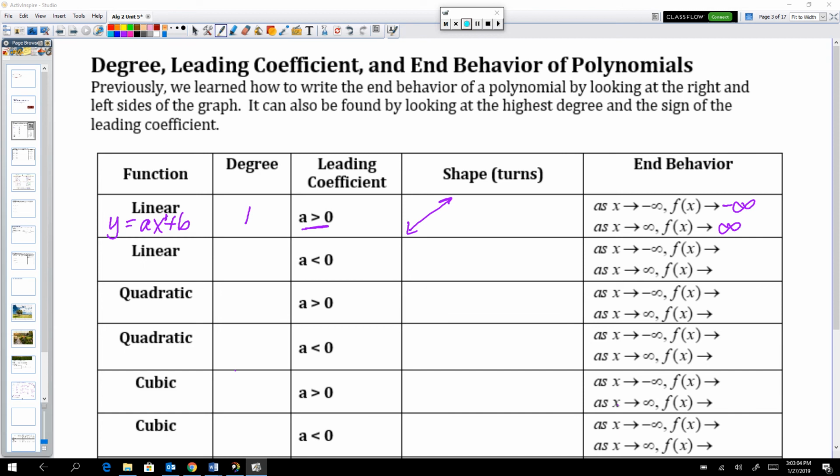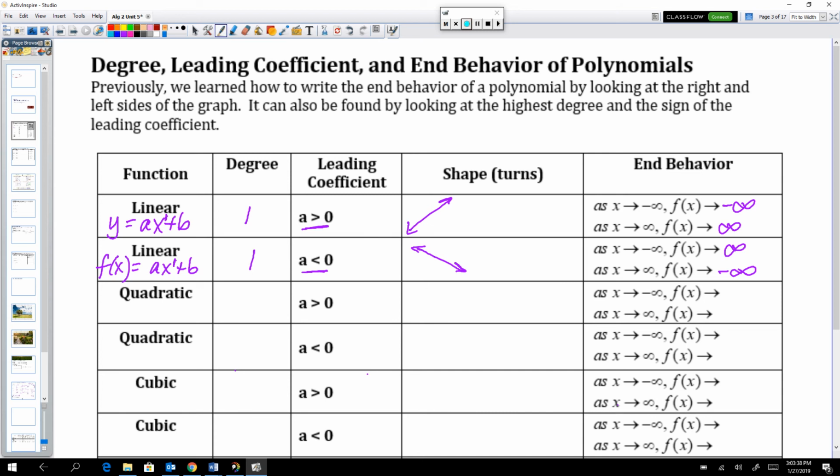Similarly, and let me start calling these f of x, if we have f of x equals ax plus b linear, still a degree of 1, still a little invisible power of 1 here. But let's pretend like that a in front of the x, the leading coefficient, is less than 0, or a negative number. We know that if a was a negative number, you would have a falling line, right? And that would mean that the end behavior on the left was going up and on the right was going down.